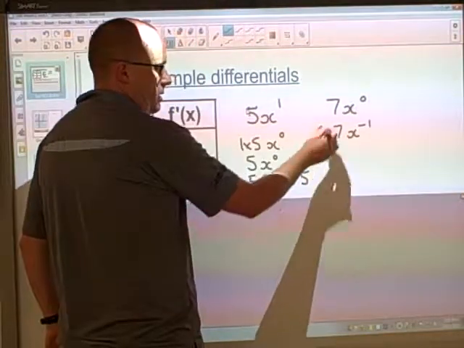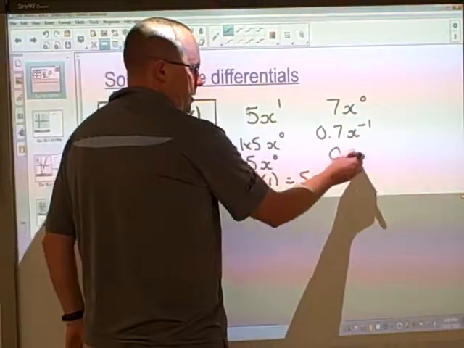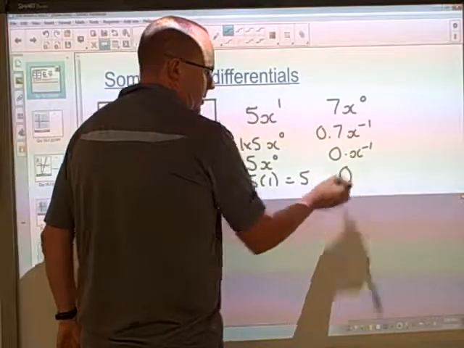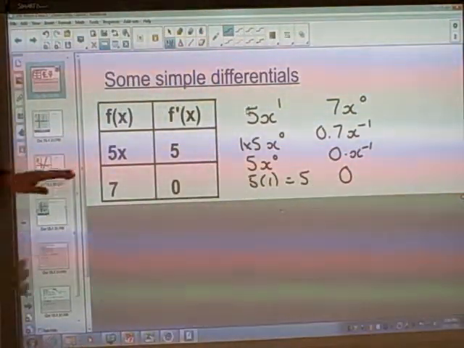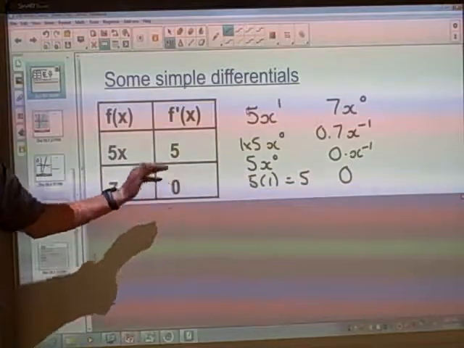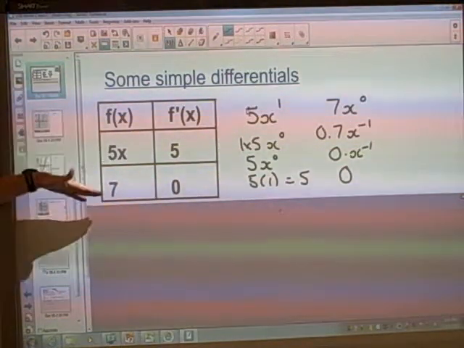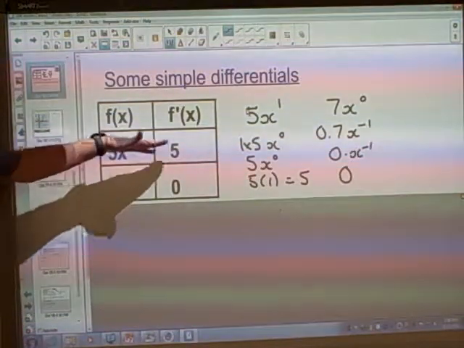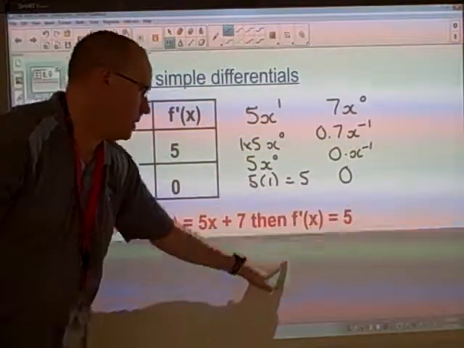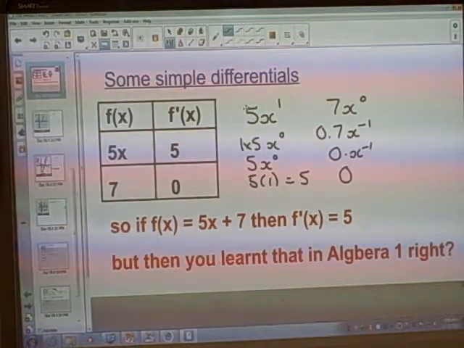Decrease the power by 1, 0 times 7 is 0, and anything times 0 is 0. So the differential of any number is always going to be 0. Now that's actually not a surprise, because if I said find the slope of 5x plus 7, you would just say 5 anyway, which is actually what we did here. So don't forget to link it back into previous knowledge as well.